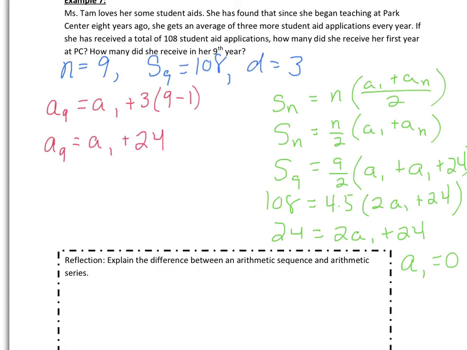But then how many did she have by her 9th year? Well, we're simply going to put in 0. So we'll say a sub 9 equals 0 plus 24. That means that by her 9th year, Miss Tam had 24 student aid applications.